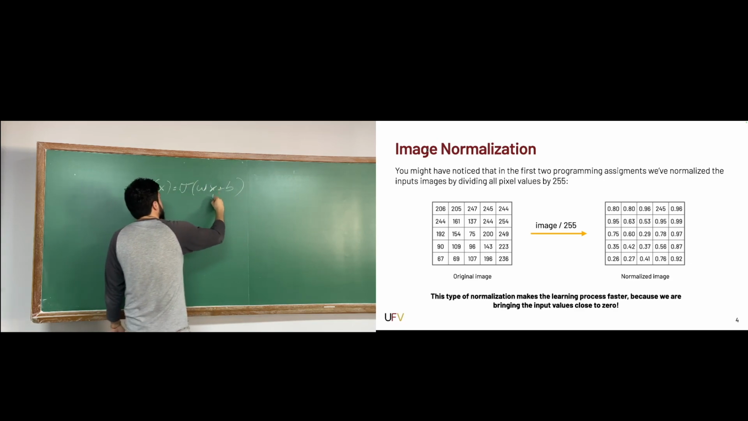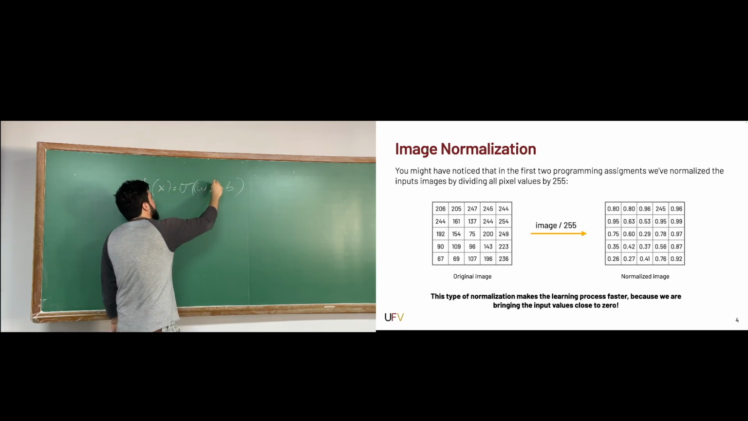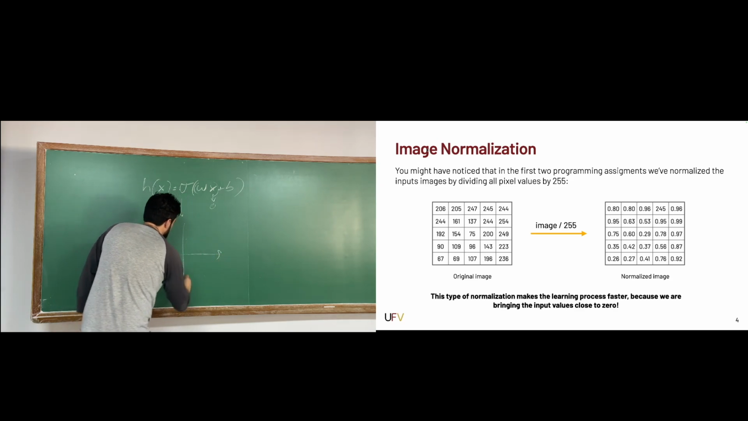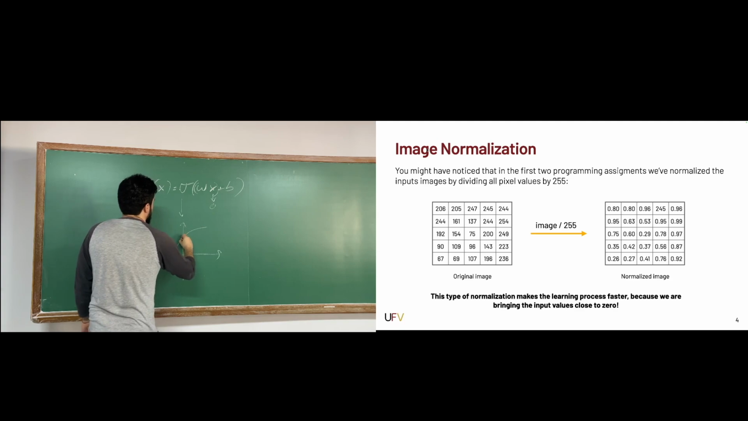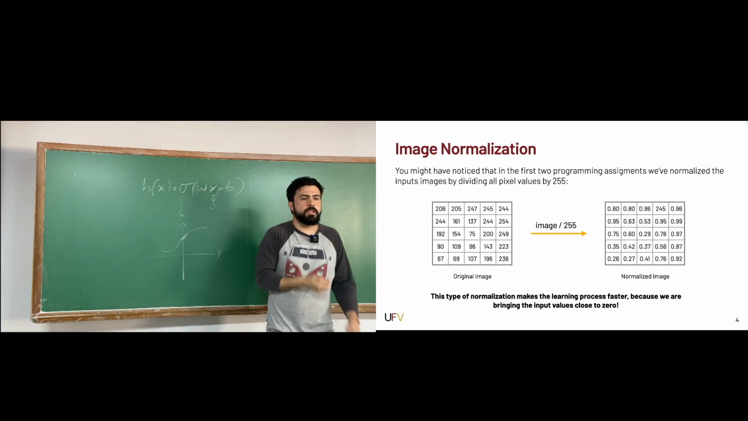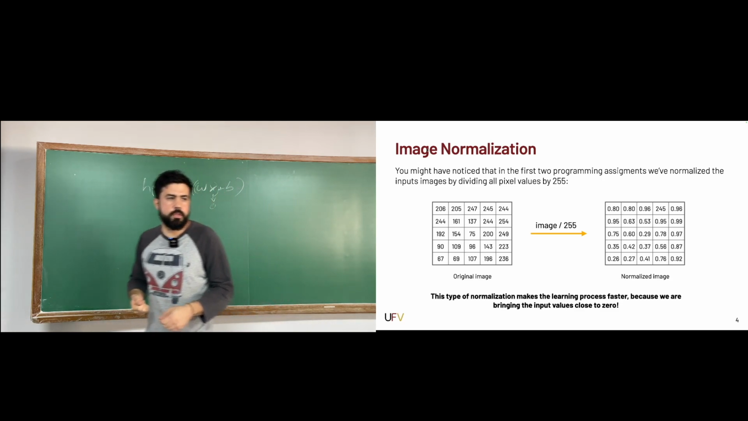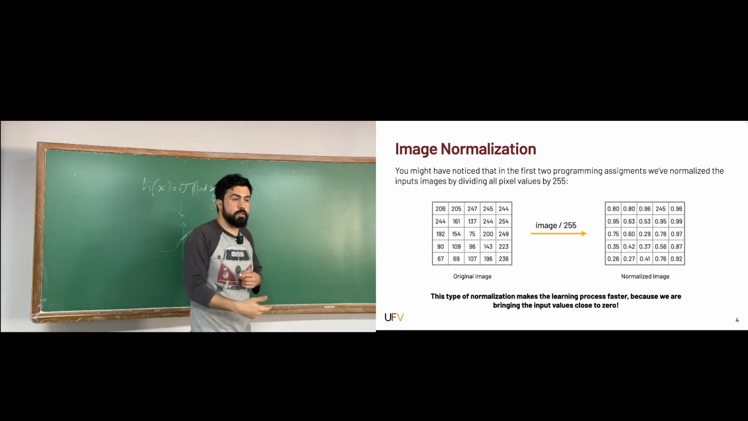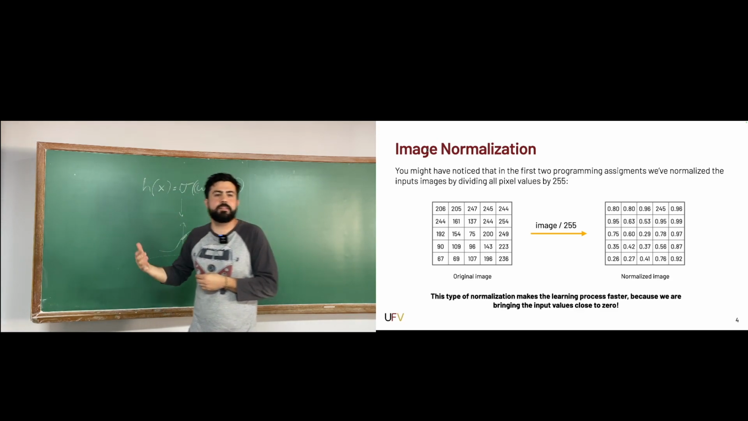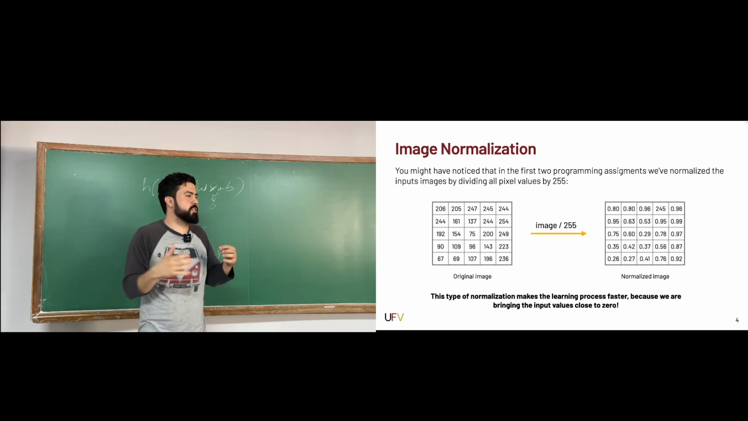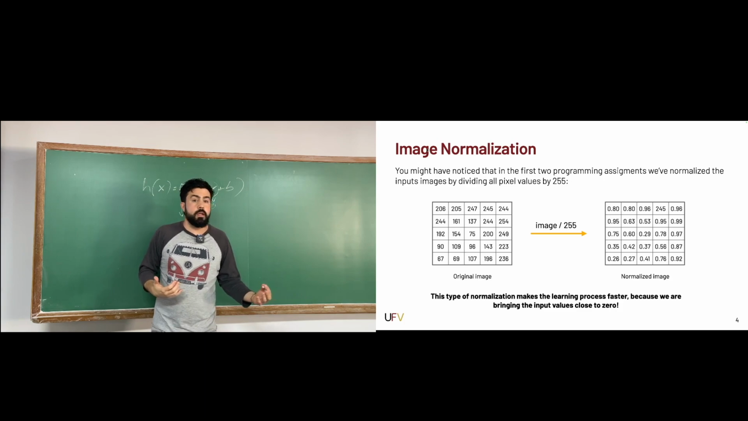If this whole value here is close to 0, then from the sigmoid function, you're going to be in this region here where the gradients are bigger, so we're going to have larger steps in our gradient descent optimization. So that's one benefit of normalizing. It makes training faster.